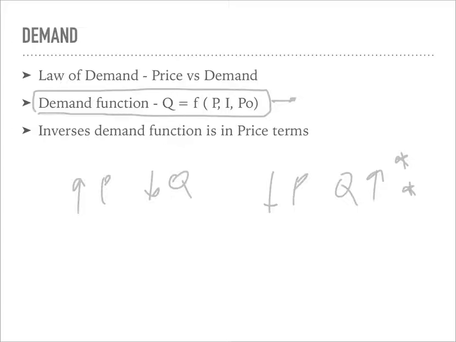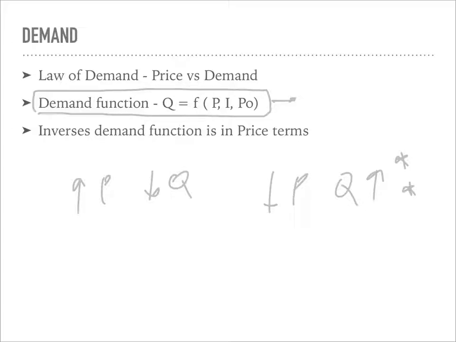So please focus on this function. Q is equal to f of P, I, Po. This is a demand function mentioned in terms of quantity. That quantity is a function of the price of that particular product, the income of the buyer, and the price of other substitute products. This is a very important concept.